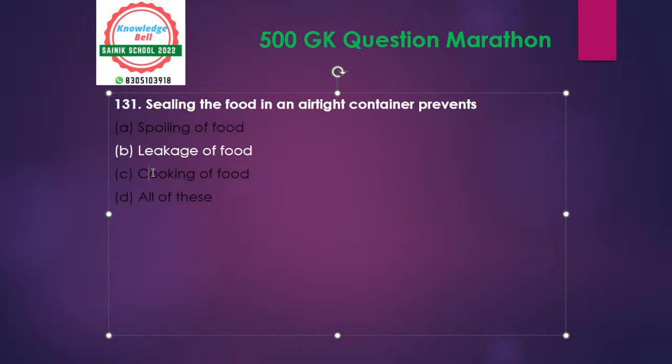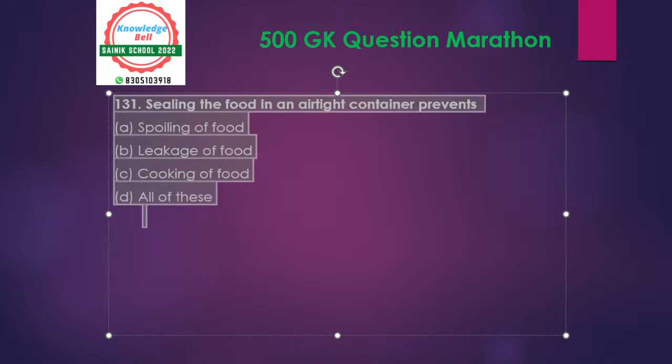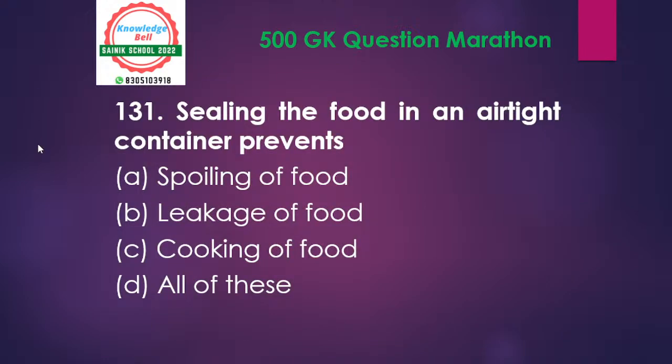Question number 131. Sealing the food in an airtight container prevents. जब भी हम किसी food को एक airtight container में store करेंगे, so what will happen? It will prevent spoilage of food, it will prevent leakage of food, it will prevent cooking of food, or all of these. By sealing the food in an airtight container, what's going to happen? Correctly answered. First answer is given by Shri Raghu, then Abhijit, then Sarvesh, Sarthak, Vaishnavi and Hemishri.